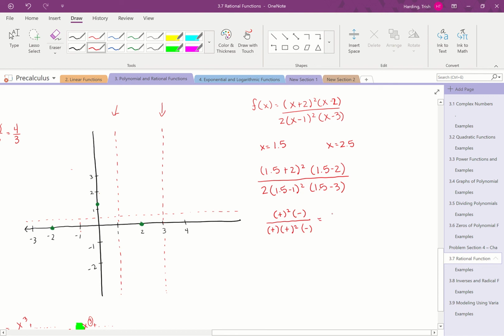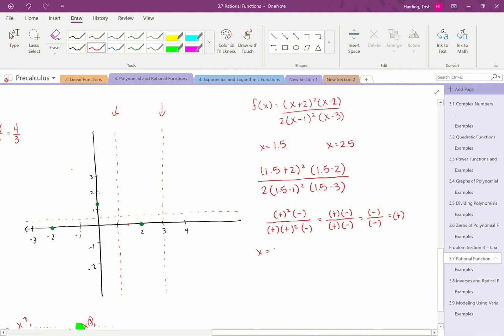So that gives us a positive number squared will be a positive number. So we're going to get a positive number times a negative number. These two positives will give us a positive times a negative. These will give us a positive times a negative is a negative. And a positive times a negative is another negative. And two negatives cancel out to give us a positive. So that means on the upper portion of the graph, where x would be like 1.5, so about here, this part of the graph is going to be positive.